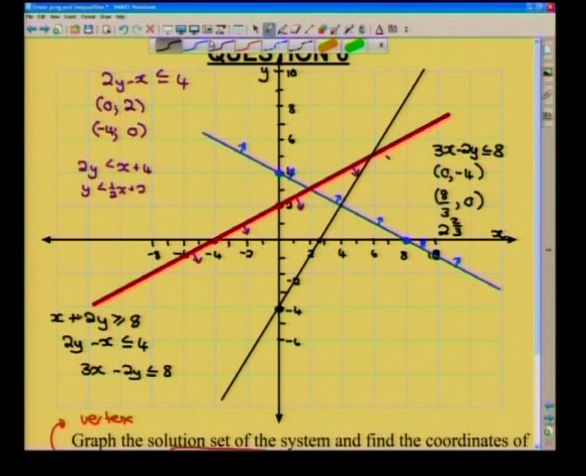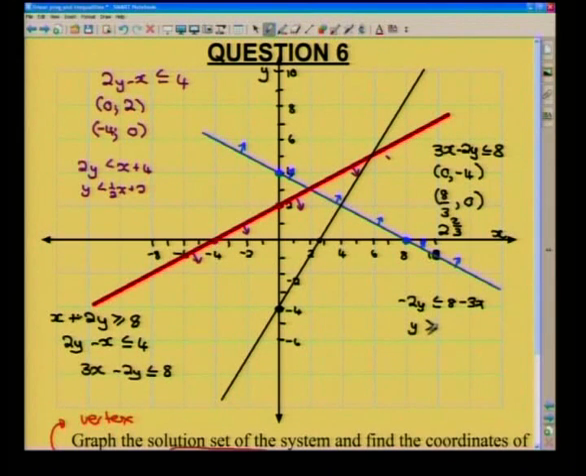All right, where are we going to shade for this particular one? Well, we have to tidy it up a little bit. We have minus 2y less than or equal to 8 minus 3x. And if we divide by a negative, remember what I said to you, that sign reverses. So it's going to be y greater than or equal to minus 4 plus 3 over 2x. So we're shading y greater than, so it's above. So we're shading there. And if we look here, where do all our points point? They point into this little area here.